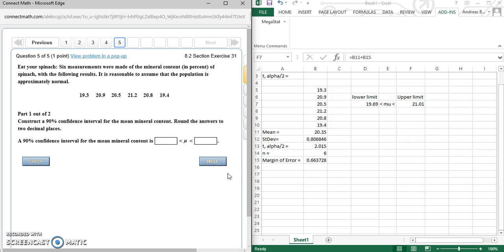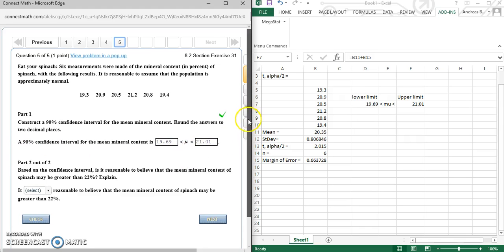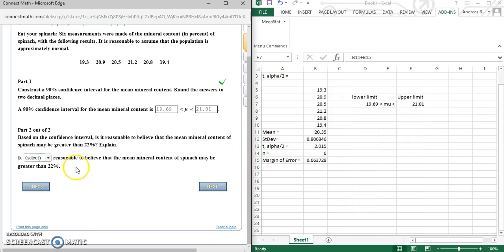So my lower limit is 19.69, and my upper limit is 21.01. I click check. Boom. And we move down to the answer. That's kind of not great for what we want to write. So, but let's read over it.